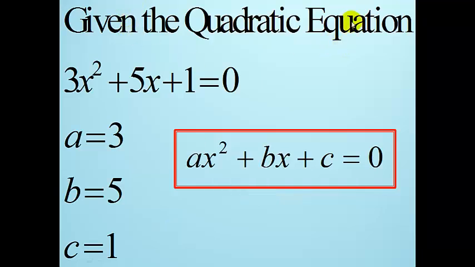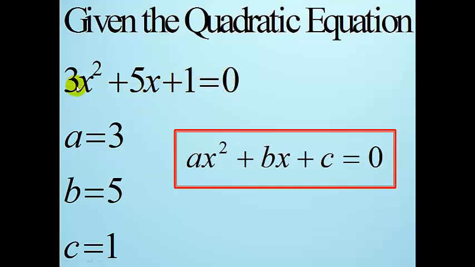Now given the quadratic equation 3x squared plus 5x plus 1 is equal to 0. The general form of the quadratic equation is ax squared plus bx plus c is equal to 0. a is the coefficient of the square term, b is the coefficient of x, and c is the constant. Now when we consider the quadratic equation given, that is 3x squared plus 5x plus 1 is equal to 0.